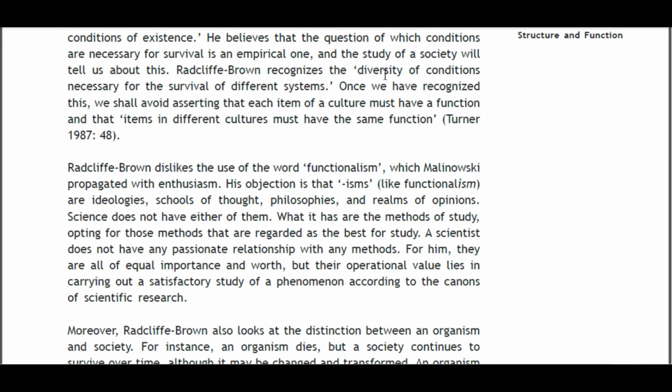Radcliffe-Brown recognized the diversity of conditions necessary for the survival of different systems. Once we have recognized this, we shall avoid asserting that each item of a culture must have a function and that items in different cultures must have the same function.